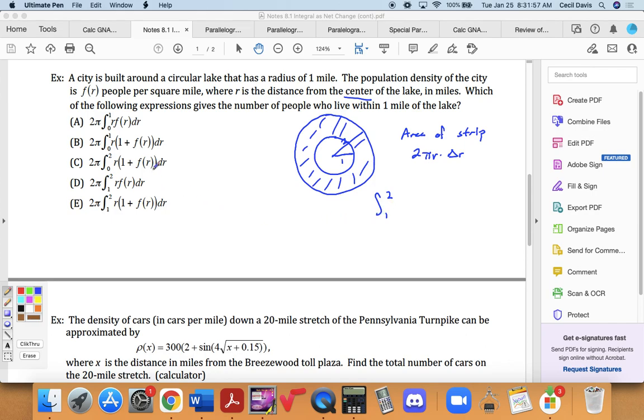So you can cross out some options. Very good. Yeah, A through C are gone already. And we want 2 pi r delta r times f of r. Oh, well, that's just D. Okay? All right, moving on.